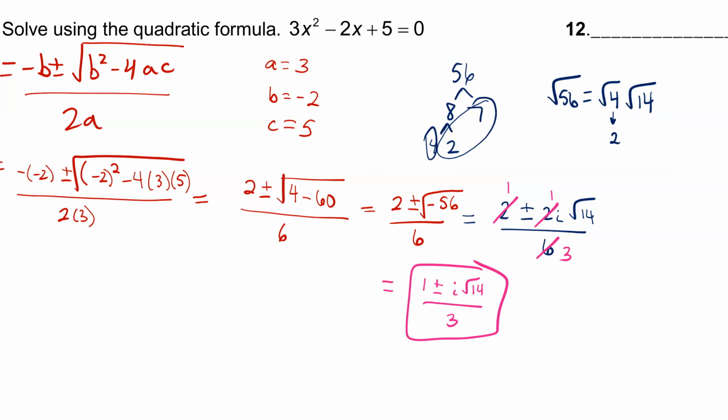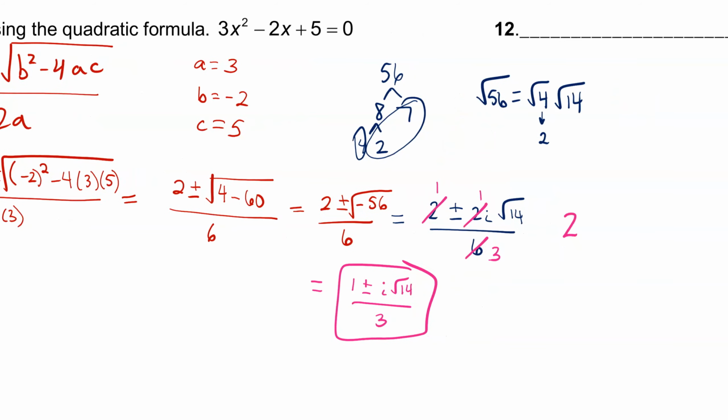So all of the things in pink that I crossed out have a factor of 2 in them. So if I would have pulled out a factor of 2, on top I would have 1 plus or minus 1 times i times root 14. And if I pull out a factor of 2 on bottom, I get 3. So that's how I can just cross them out. It's doing the same thing as what I wrote a little bit to the left with the navy and the pink.